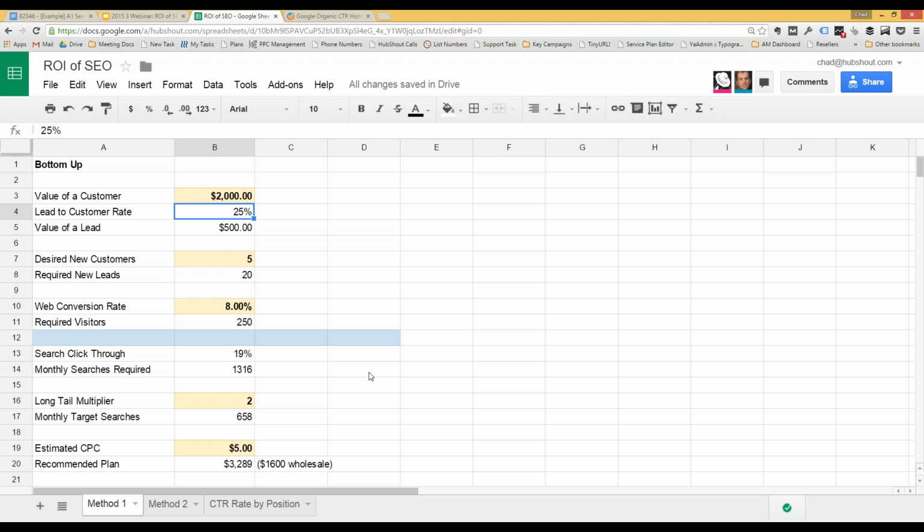The other thing you need to do, especially when you're talking about someone who converts things offline, is understand what their lead to customer rate is. And for most of you who have been on some of our SOW kickoff calls or had discussions with our account managers, you know that we ask some of these same questions to you. But this is all about, for every lead they get that comes out of their website or makes a phone call to their business, what percent of those actually become customers? So in this case, I've said that the value of a customer is $2,000, lead to customer rate is 25%. So that means the value of a lead is $500.